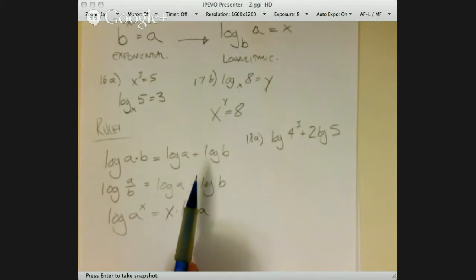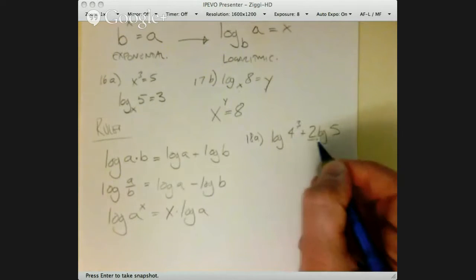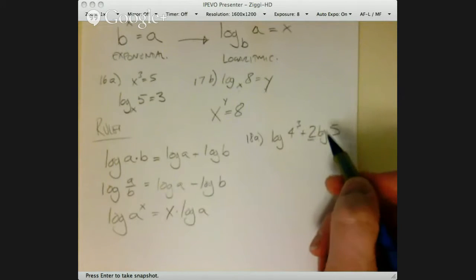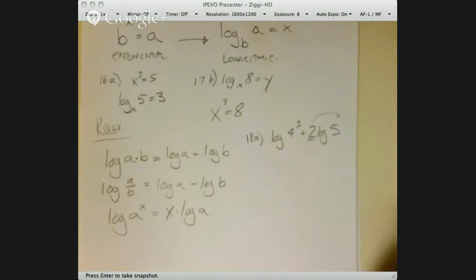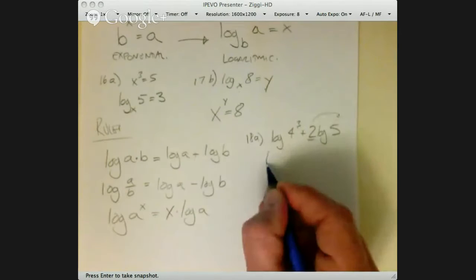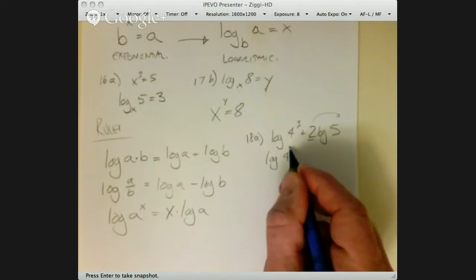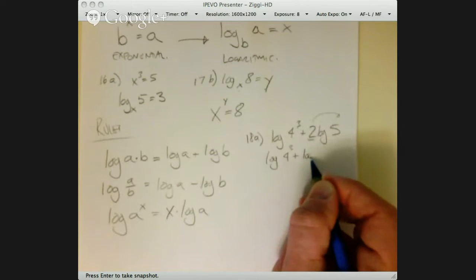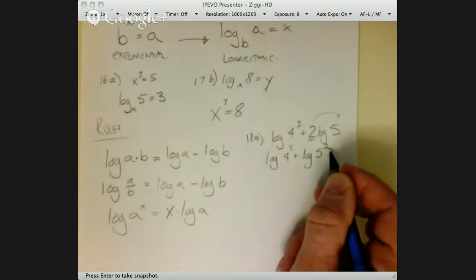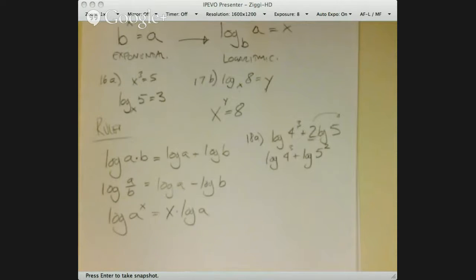So that means that I have to take this coefficient 2, and I need to bring that up as an exponent. So I will rewrite this as log of 4 to the 3rd power plus log of 5 to the 2nd power. I just brought it up as an exponent. Now that I have that, what I can do then is to combine these two things as a single log, which is what they're asking for.